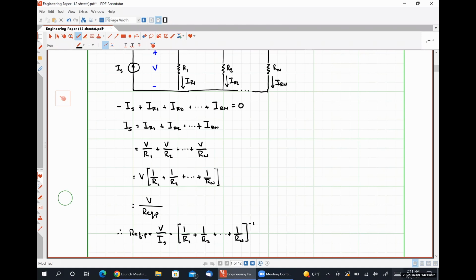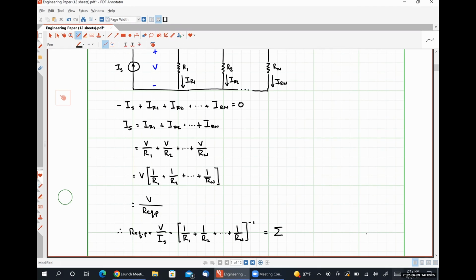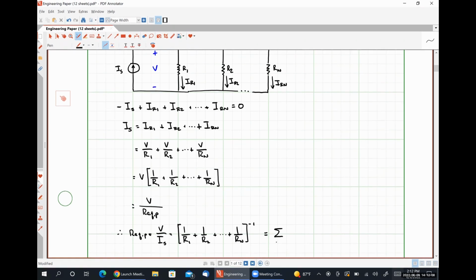Okay. In a more succinct mathematical notation, Req comma P looks like this. So we'll have the sum from i equal to 1 to n of 1 over R sub i. And then we take the reciprocal of this summation. So this is how we combine resistors connected in parallel.